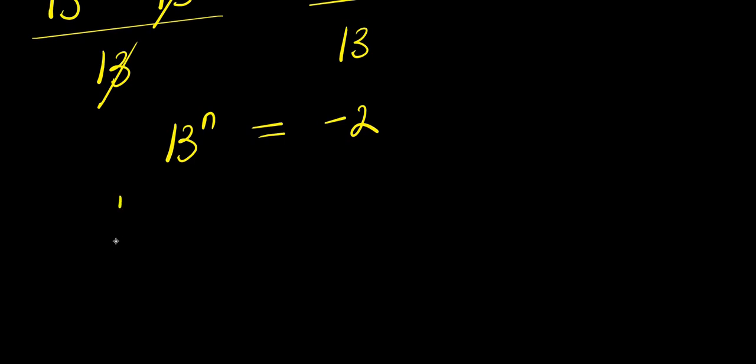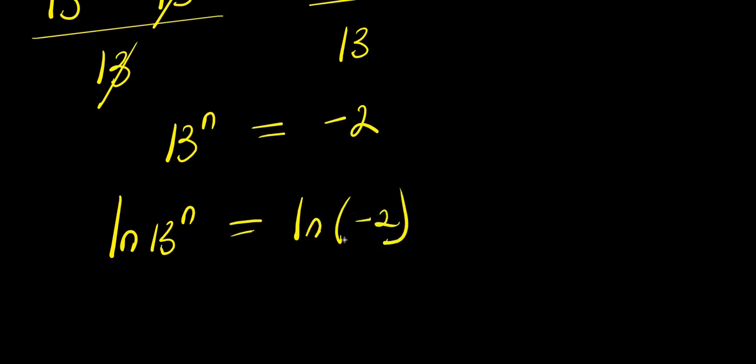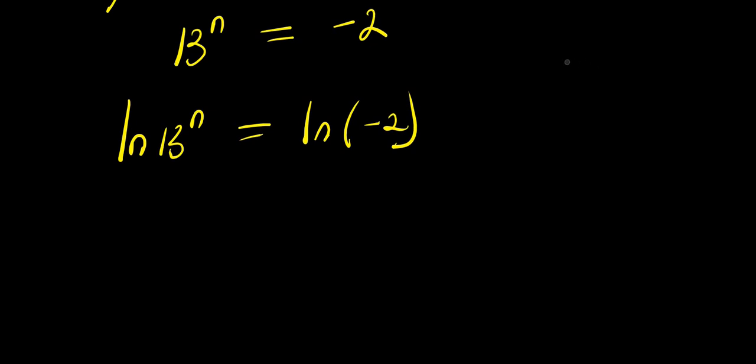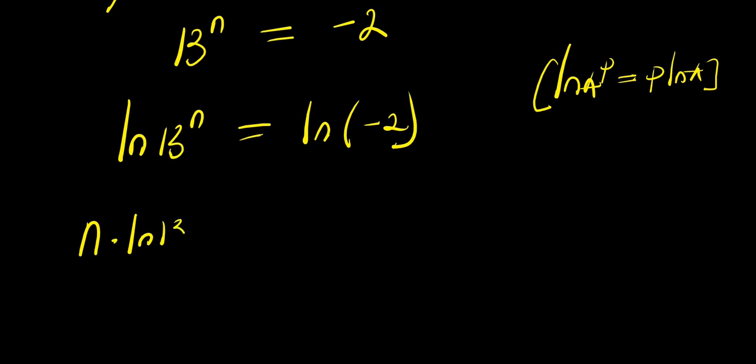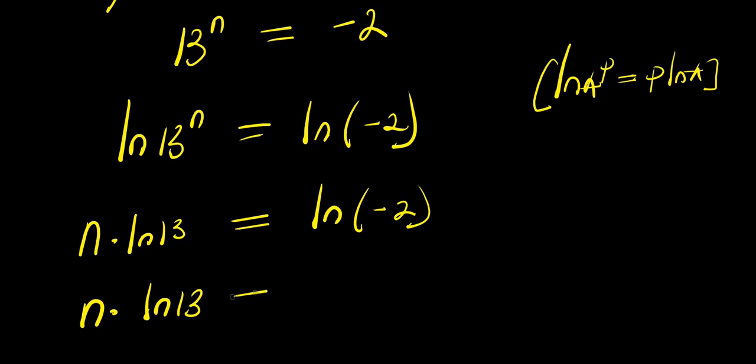Let's apply natural log. I have natural log of 13 power n equals natural log of negative 2. So from here, remember, if you have natural log of a power p, this equals p times natural log of a. So this is n times natural log of 13 equals natural log of negative 2. I can have it as negative 1 times 2.